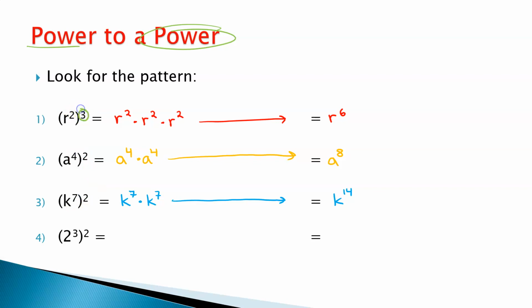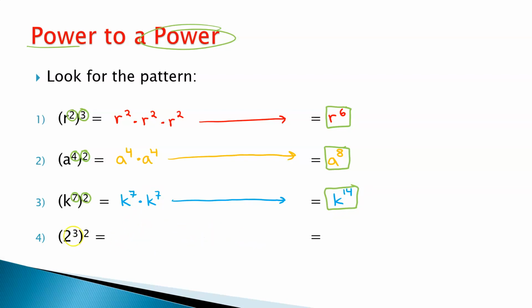What is 3, the power of 3 times the power of 2? Well, 3 times 2 gives you 6. Over here, we have 4 times 2. What's 4 times 2? That is 8, 8 to the 8th. What is 7, that power of 7 times the power of 2 there, because it's a power to a power? That gives us 14.